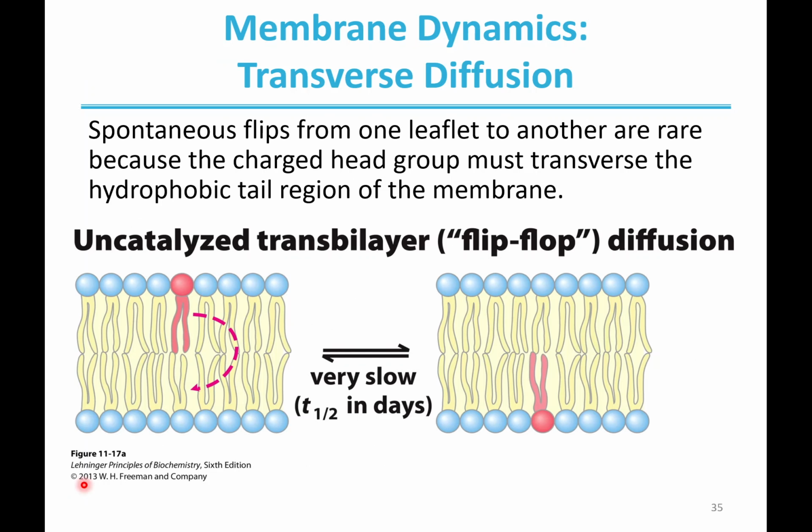Okay. Now let's say this is the outside of the cell, flipping over to the inside of the cell. Okay, so flips from a leaflet to another are rare, right? So uncatalyzed, we'd call this flip-flop diffusion. They're very rare because that polar head group has to go through the hydrophobic region of the membrane, and that's obviously pretty unfavorable. So the half-life of a lipid doing this is on the order of days. So that's a very slow process.